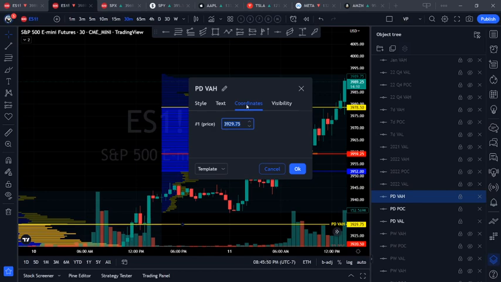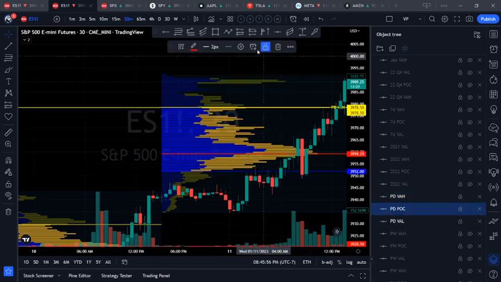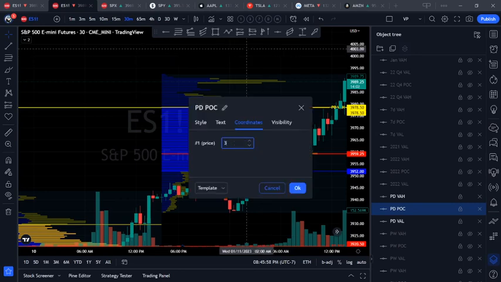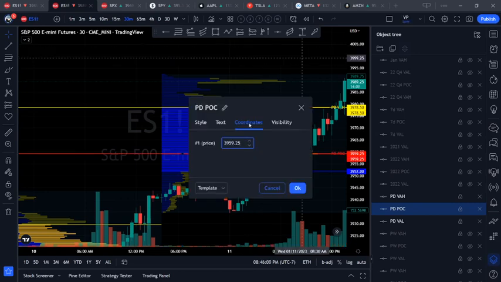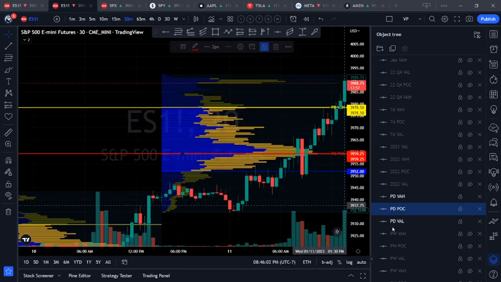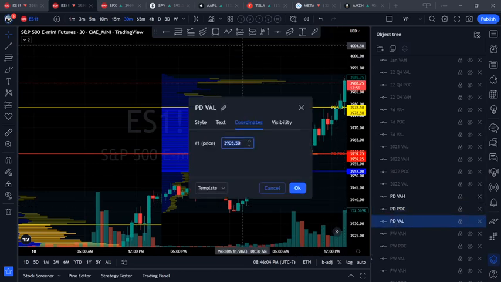So starting off, we got PD value area high 39.7850, PD POC 39.5925, value area low 39.52.